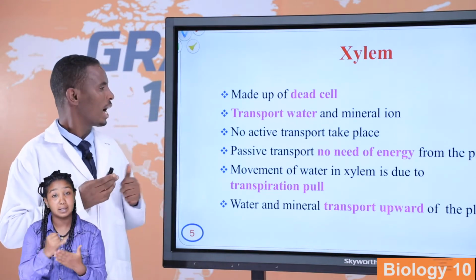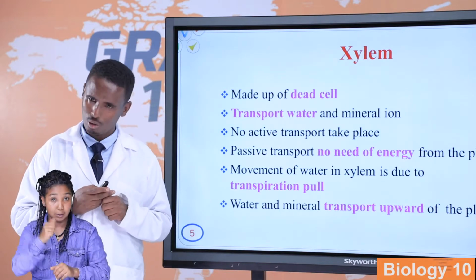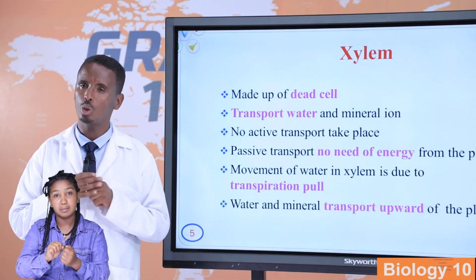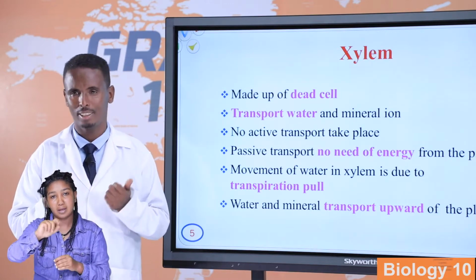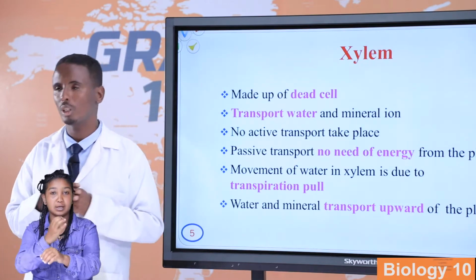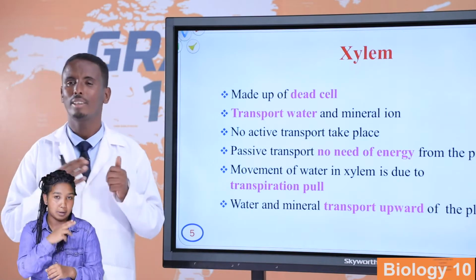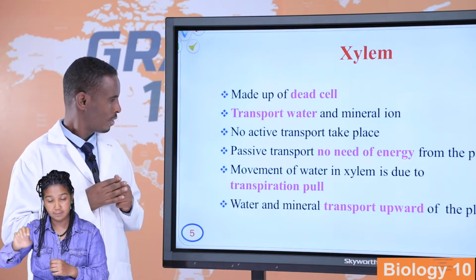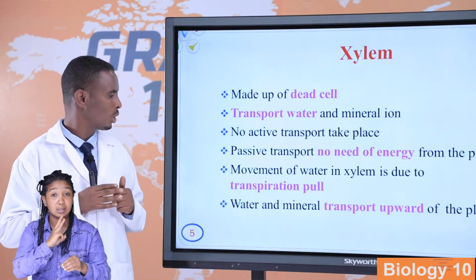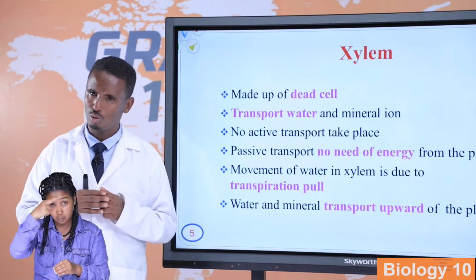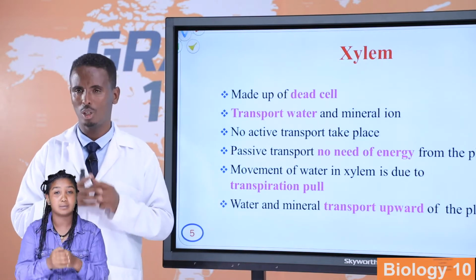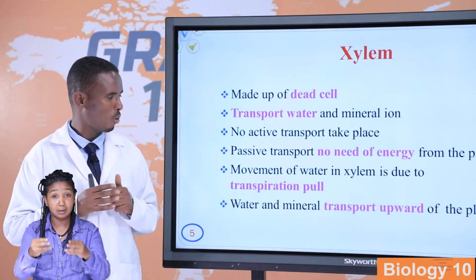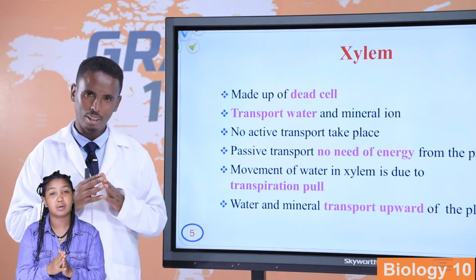No active transport takes place in xylem because it does not use metabolic energy. Since xylem does not use metabolic energy, it is passive transport. The movement of water in xylem is due to the transpiration pull. What is transpiration pull? We will see that. So water and minerals are transported upward in the plant.